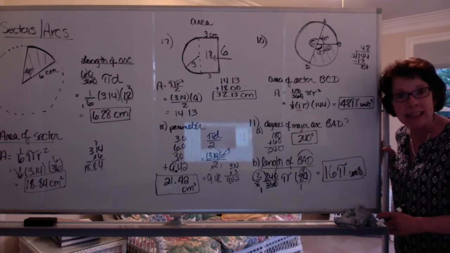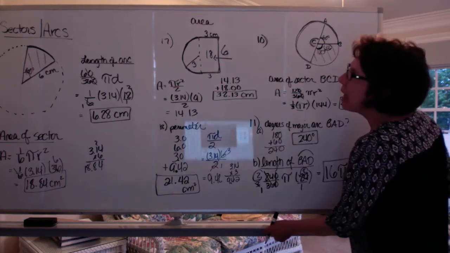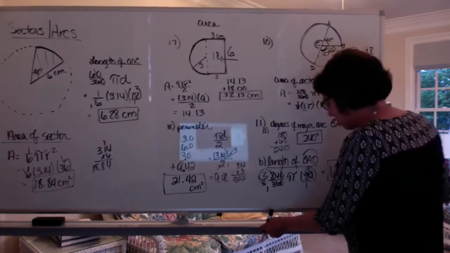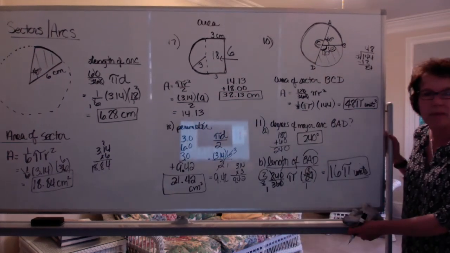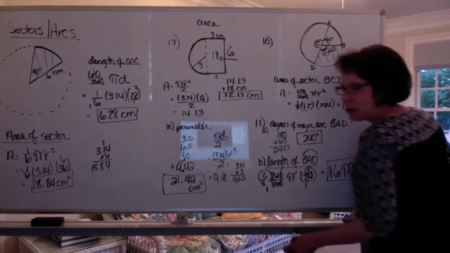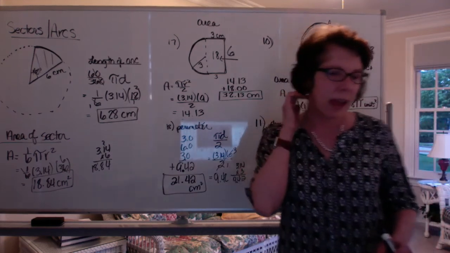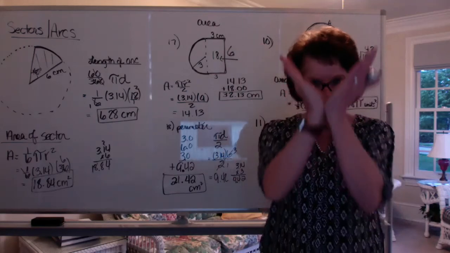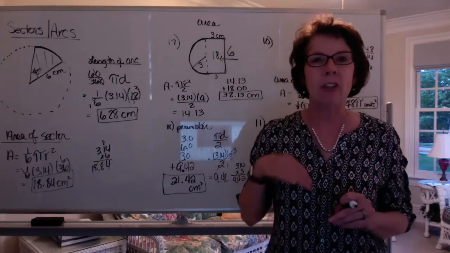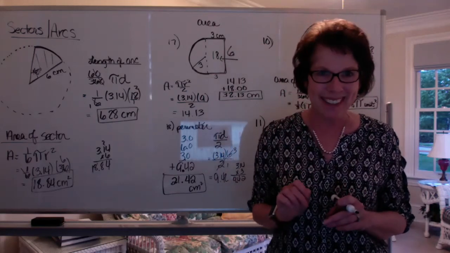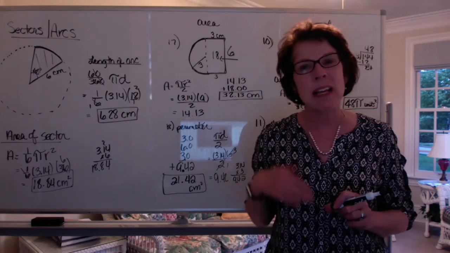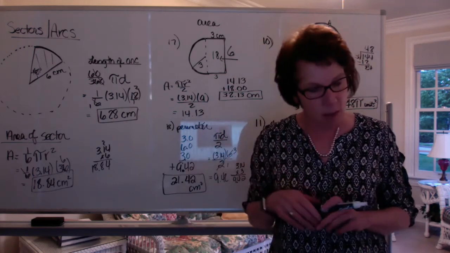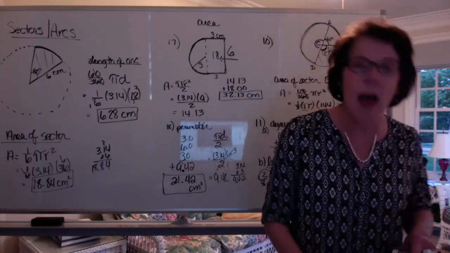That was a lot today, guys. That was a lot. Now, did you get all that? Okay. So to find an arc length, you take the fraction of the circumference. To find the area of the sector, the piece of pie, you take the fraction of pi r squared. Okay. And the semicircle is the fraction's always 1/2. So that's it.